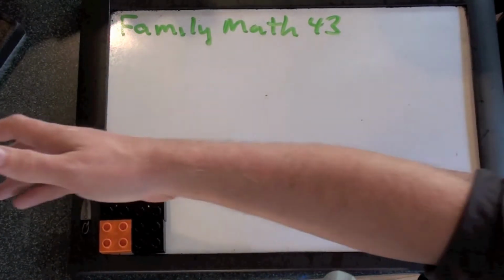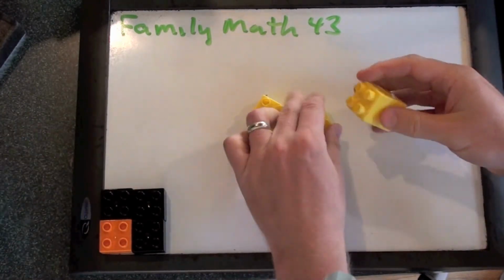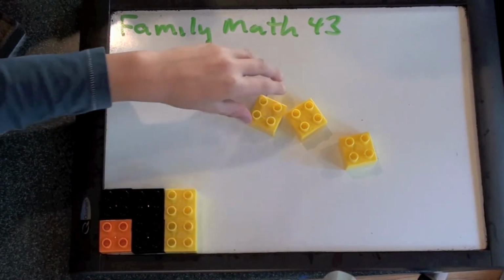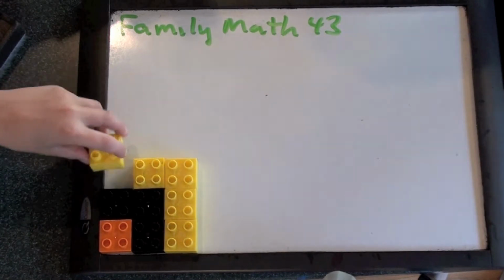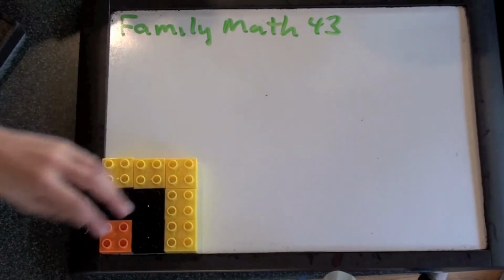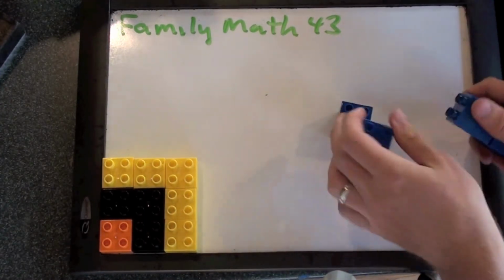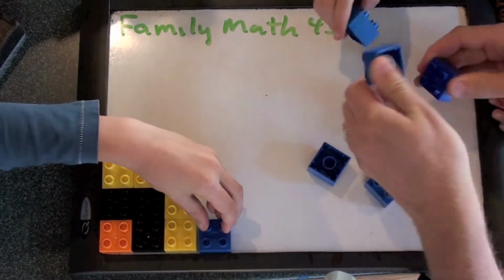Okay, so now we have 5 Duplo blocks here. Can somebody add those to our picture to make another square? 4 and 5. Is that a square? Yep. Okay, what's the next number we have to add? 7. Okay, let's add 7 really quick. Go ahead, add them in.